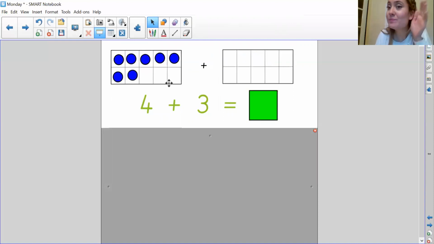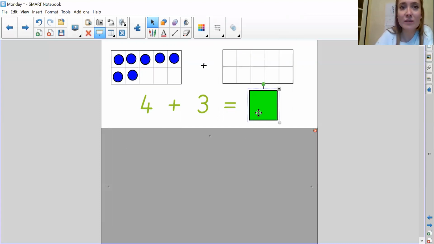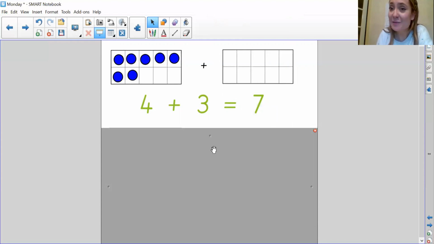What number have I made? How did you know that? Can you tell me? Good. I heard some of you say, I've made the number 7. Some of you said that you'd counted 1, 2, 3, 4, 5, 6, 7. And then some of you said, I knew it was 7, Miss Hargreaves, because it's 5 and 2, and that makes 7. And you're right as well. 7. There are 7 ones altogether. Good. 4 add 3 equals 7.